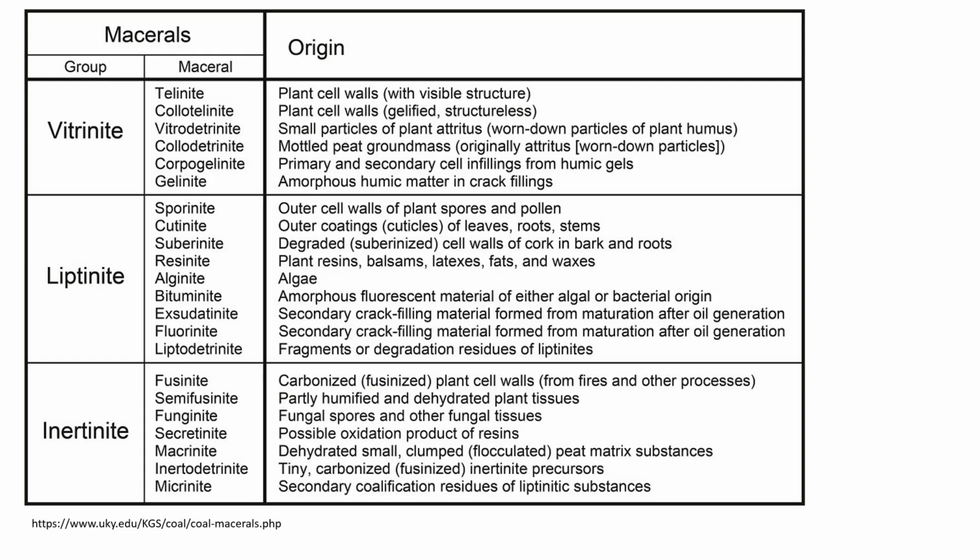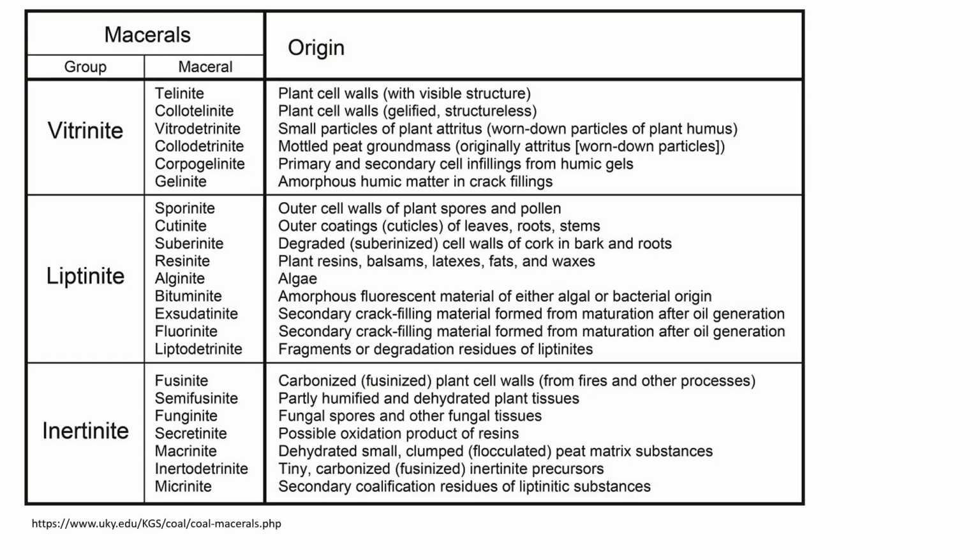The third major group is the inertinite, which consists of fusinite. So this is carbonized plant cell wall. When in a forest fire the wood gets burned, the trees get burned and then get preserved, they lead to the formation of fusinite. Semifusinite is partly humified, dehydrated plant tissue. Funginite is fungal spores or other fungal tissues.